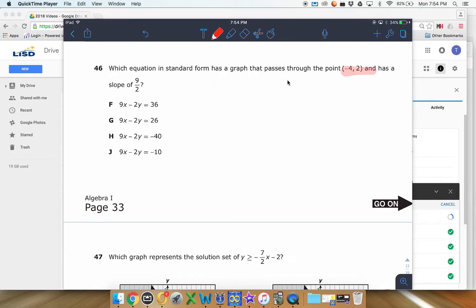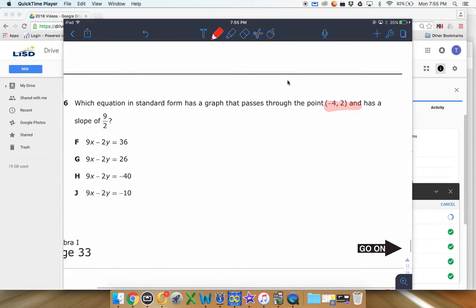All right, multiple ways to do this question. Honestly, you could probably type all these equations into Desmos and then see which one crosses through (-4, 2). That's probably the quicker way of doing that. But I want to show you how to do this one by hand, so you don't have to work backwards on it.